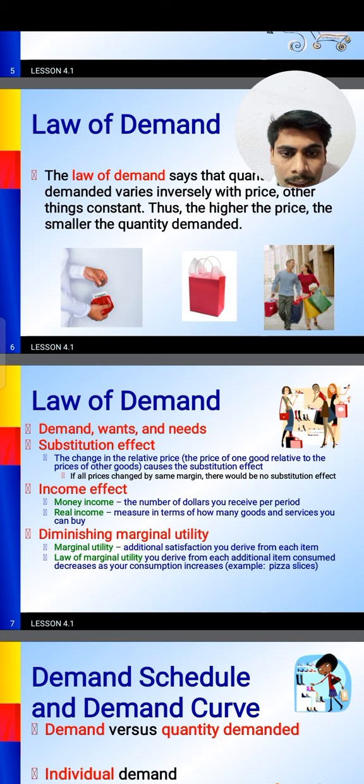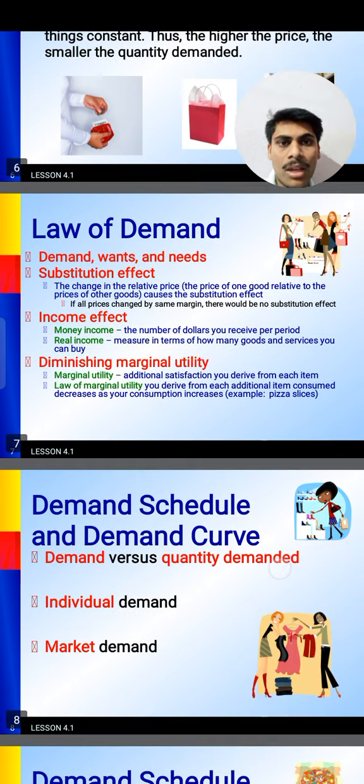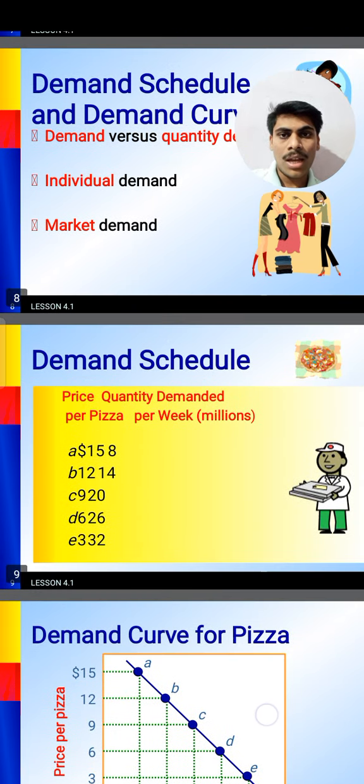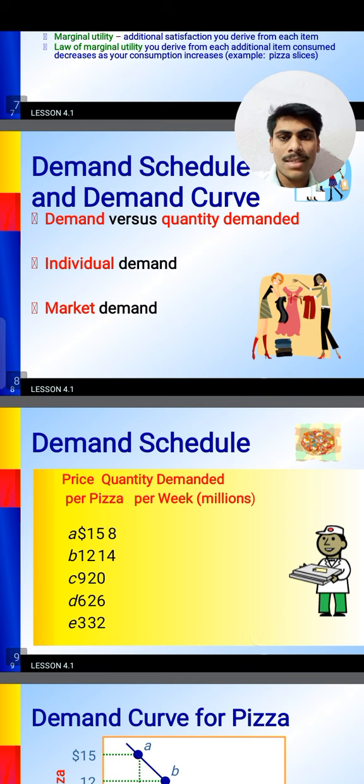Marginal utility is the additional satisfaction you derive from each additional item. The law of diminishing marginal utility says the satisfaction you derive from each additional item consumed decreases as your consumption increases. Next we can go to the demand schedule and demand curves. The demand schedule and demand curve show the various quantities demanded.